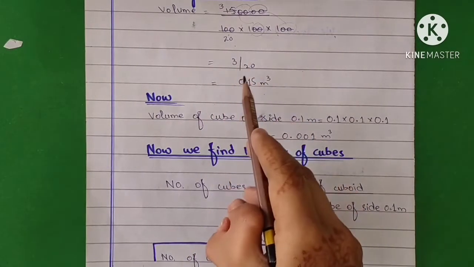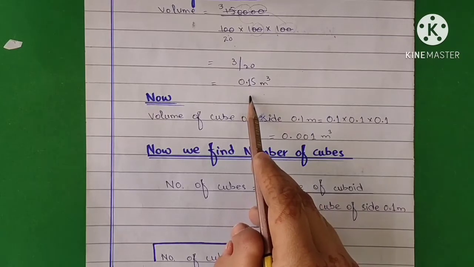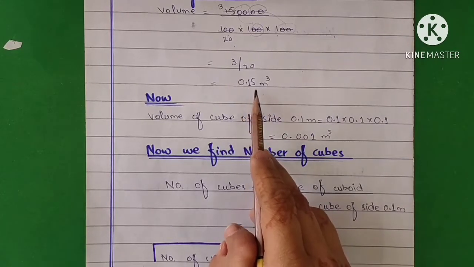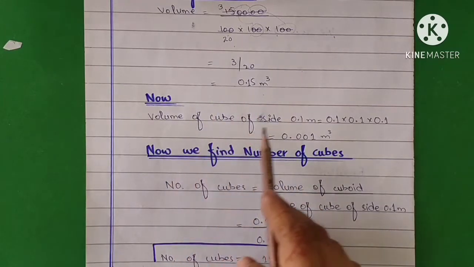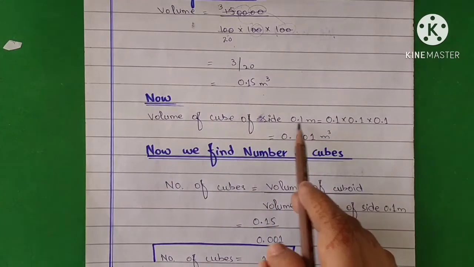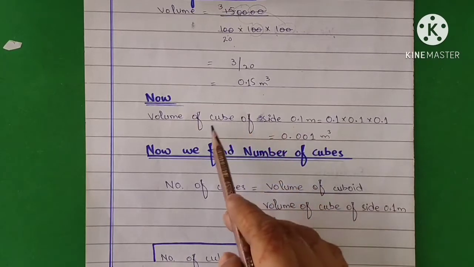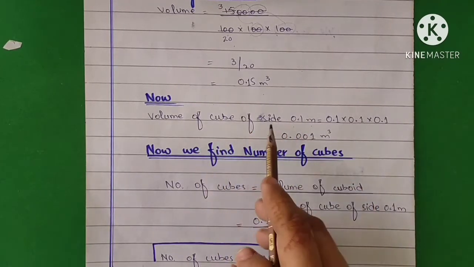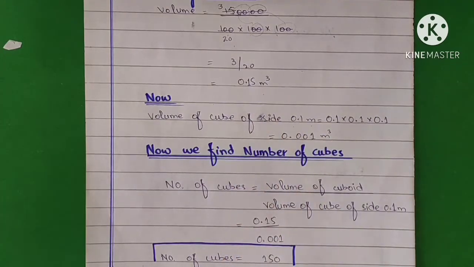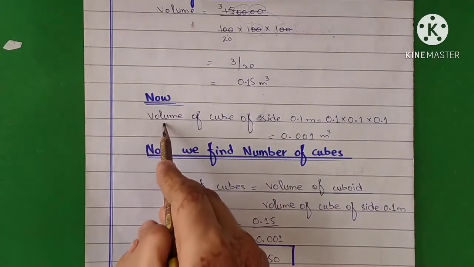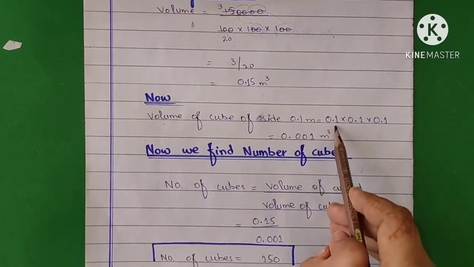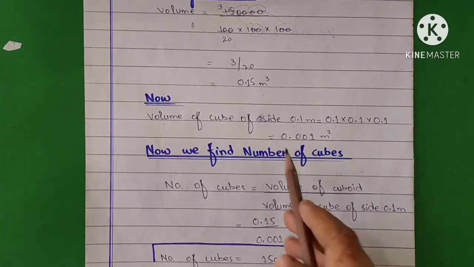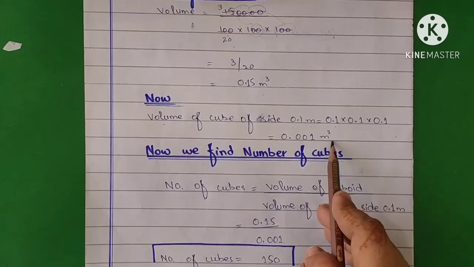Now after dividing these values we will get 0.15 meter cube. So this is the volume in meter, 0.15 meter cube. Now the volume of cube of side 0.1 meter. It is given that one side of the cube is 0.1 meter. Now we will find the volume of this cube, which is equal to 0.1 multiplied by 0.1 multiplied by 0.1. After multiplication we will get 0.001 meter cube.